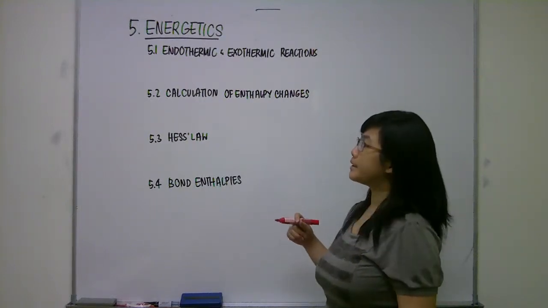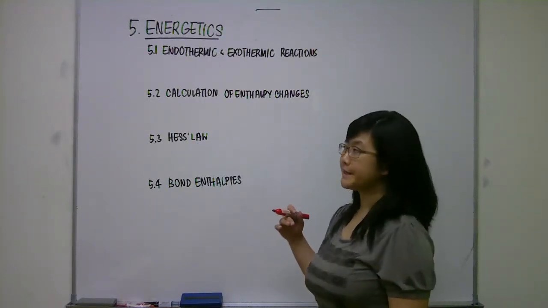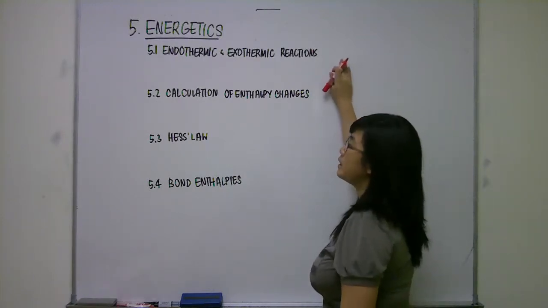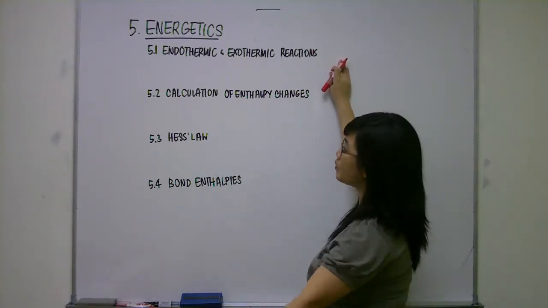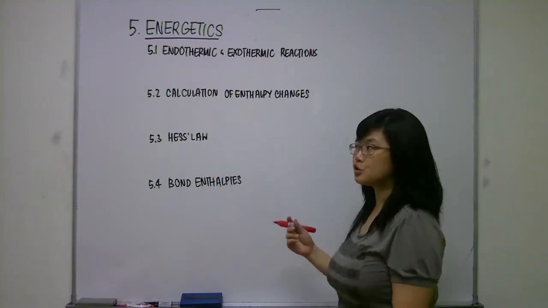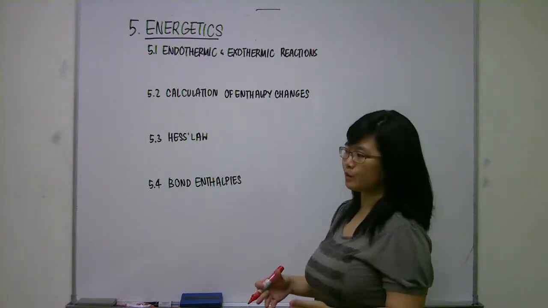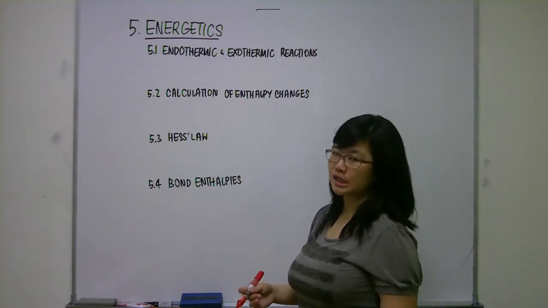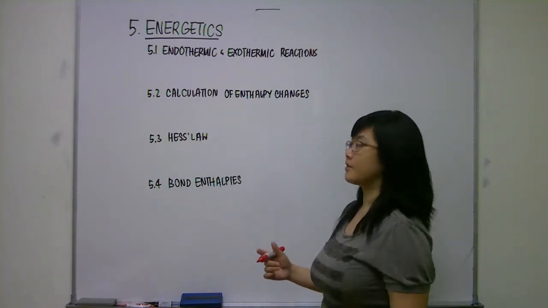The fifth chapter in IB Chemistry is energetics. In 5.1, you're supposed to be explaining about the endothermic and exothermic reaction. So you should explain to your student what they mean. For example, endothermic is a net release of energy from the reaction and stuff like that.